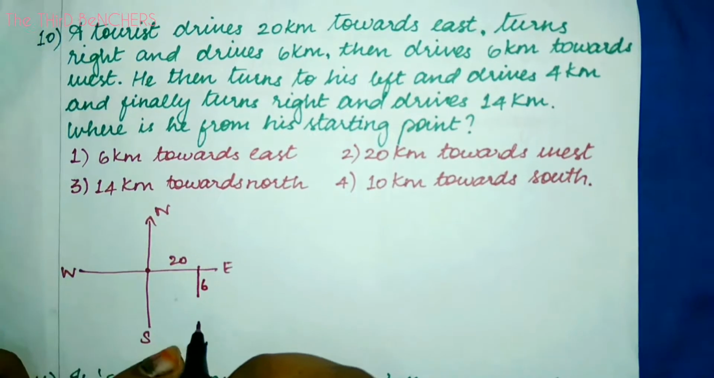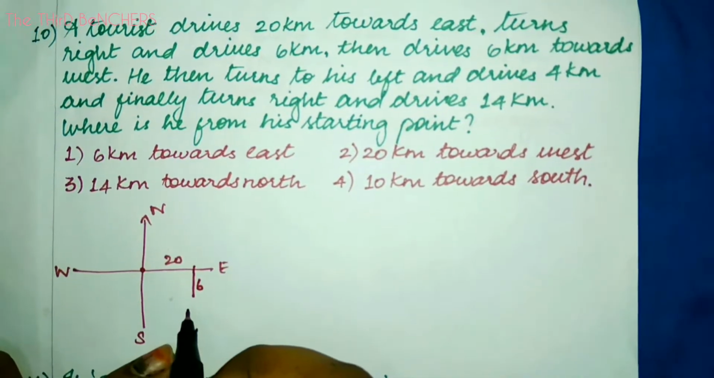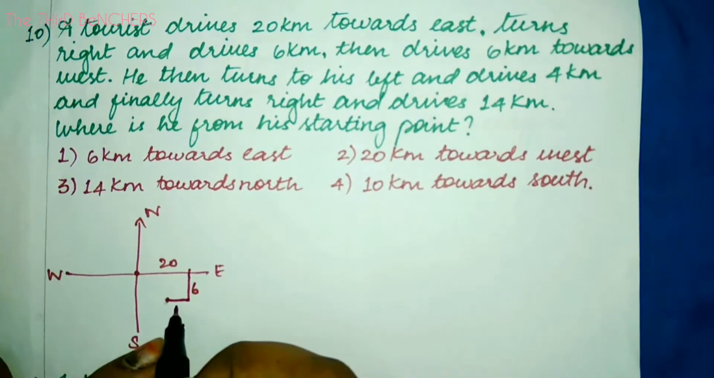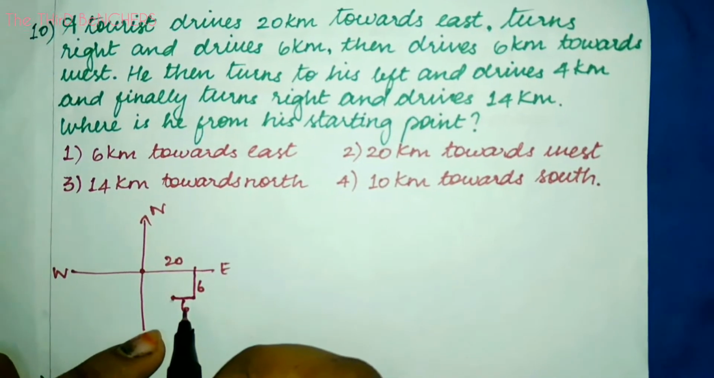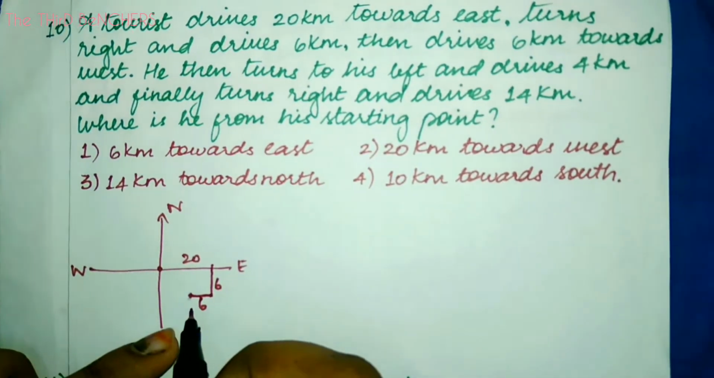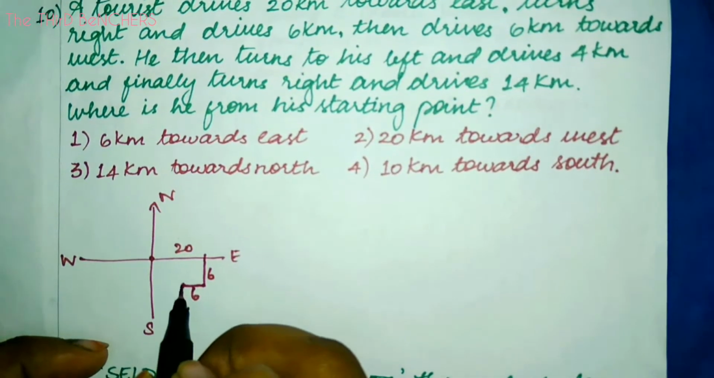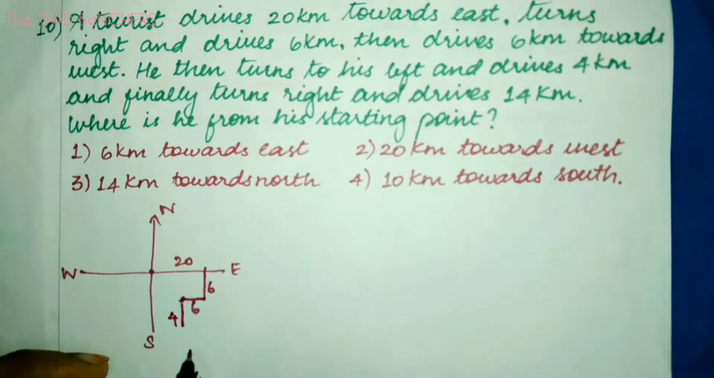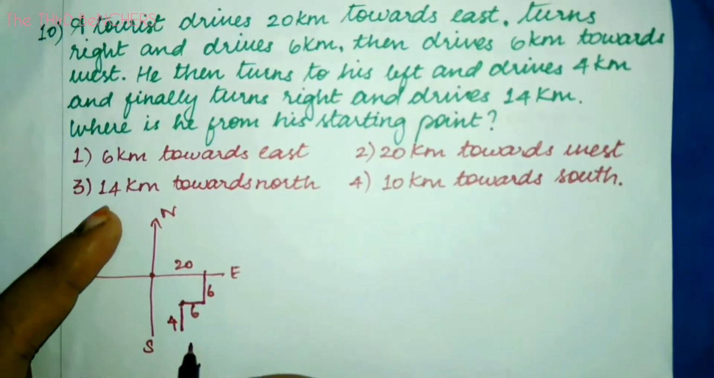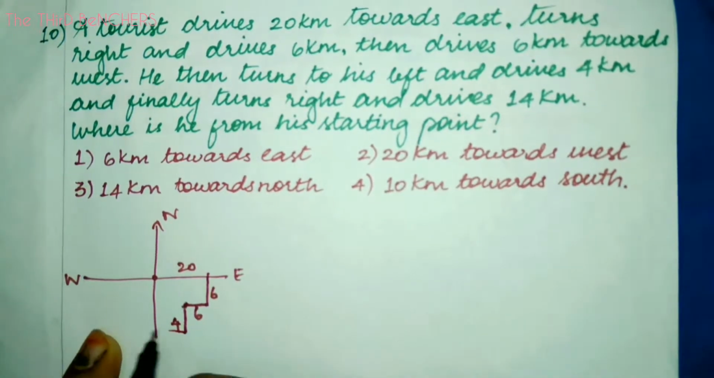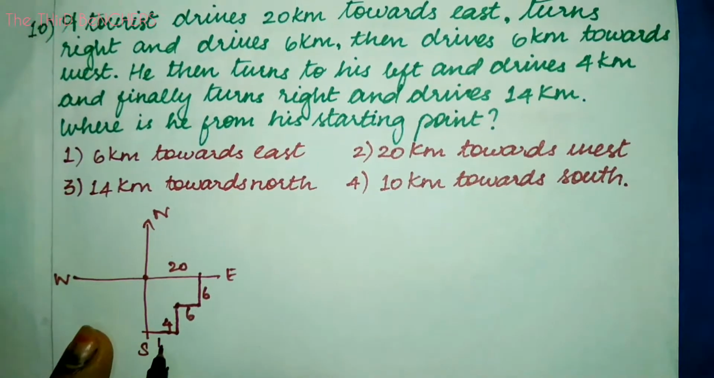So he drives 6 km. Then he drives 6 km towards west. So west is here. He drives 6 km and he then turns to his left and drives 4 km. So his left would be towards south, and he travels 4 km and finally turns right and drives 14 km. So he turns right here and drives some 14 kilometers.